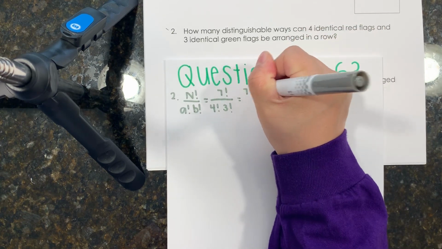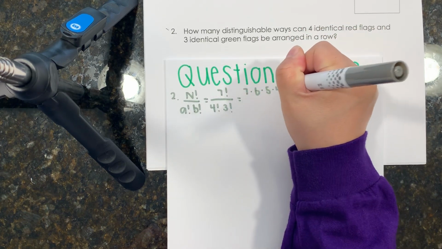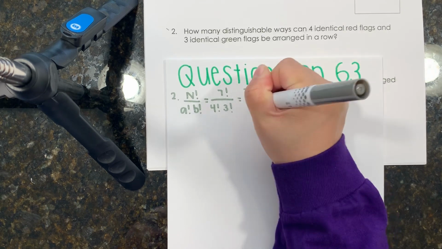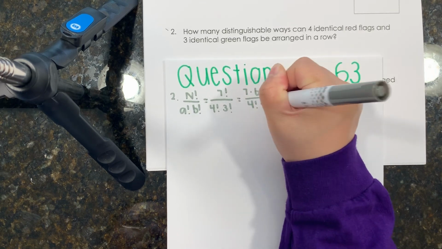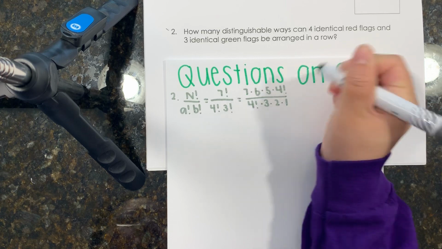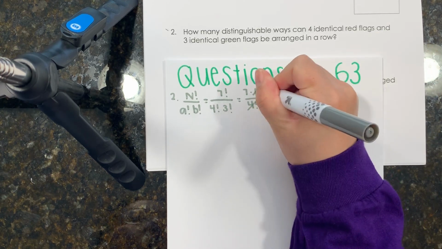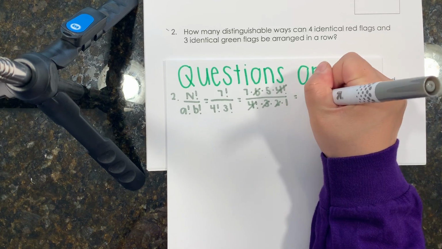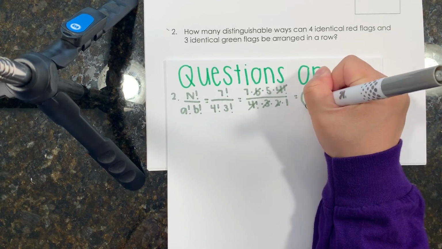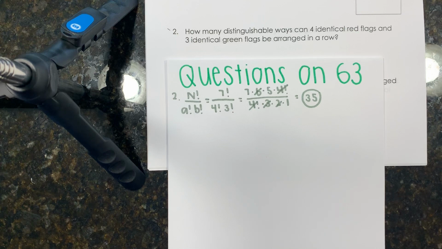When we multiply that out, it'll be 7, 6, 5, and then 4 factorial over 4 factorial times 3 times 2 times 1. The 4 factorials would cancel, and 3 times 2 is 6. So our answer is going to be 35 different ways that we can arrange those flags.